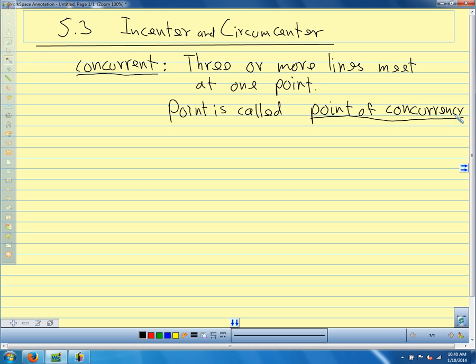So three or more lines are meeting at this point. We say they're concurrent. The lines are concurrent. The point where they meet is a point of concurrency. So what we're talking about today, the incenter and the circumcenter, are points of concurrency in a triangle. So we're going to talk about the circumcenter first.